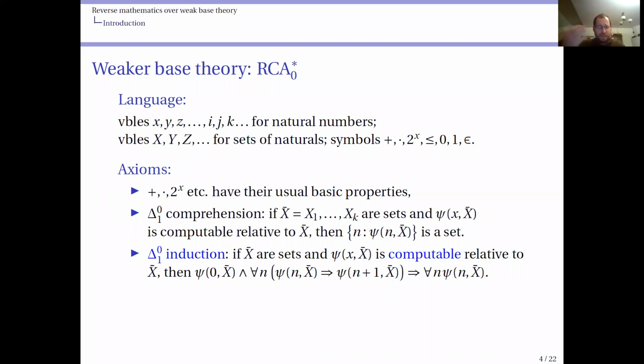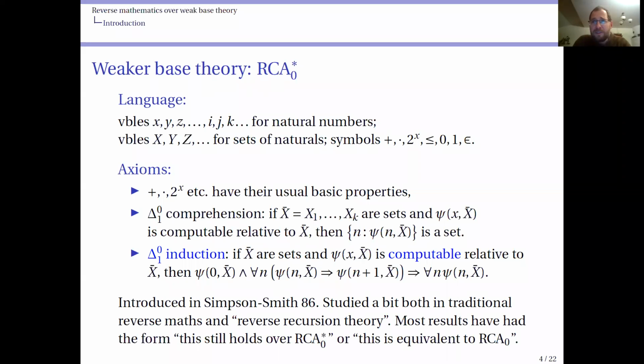And as a matter of fact, because the idea is that this RCA theory formalizes a kind of computable mathematics, you might think that the induction axiom is maybe a bit strong. And in fact, people have considered a weaker theory. This theory is named RCA0 star, and it's formalized just the same as RCA0, except that you weaken the induction axiom. So you only allow induction for properties that you know to be computable relative to some things that are already known to be sets. So you weaken the induction.